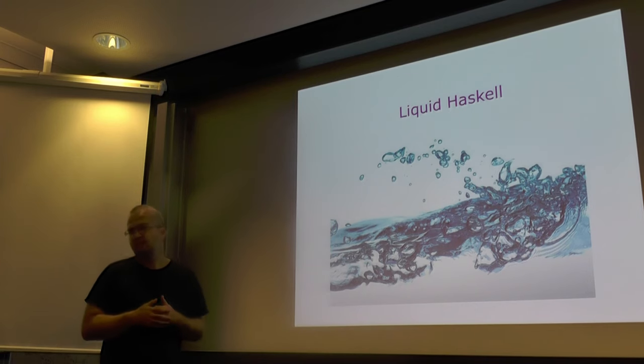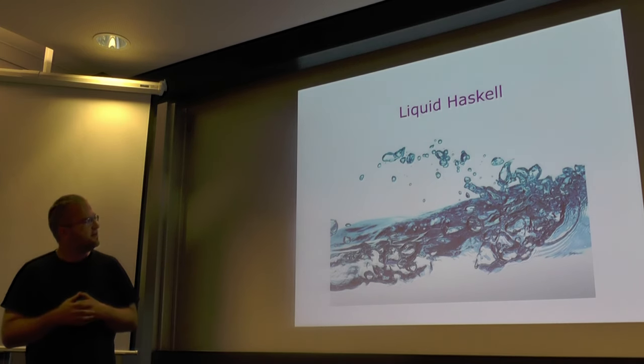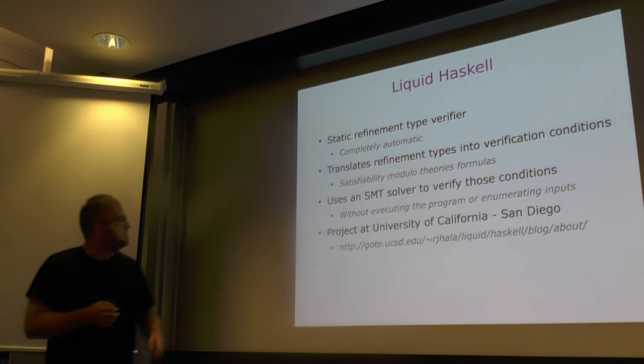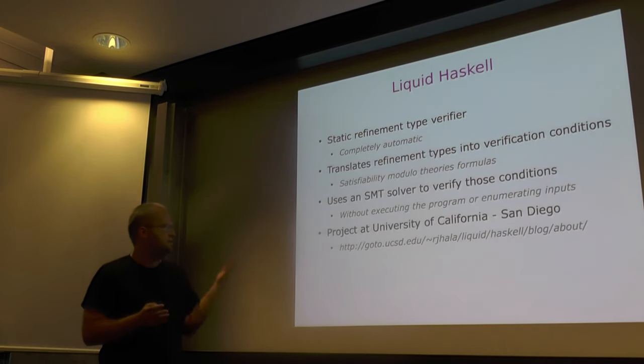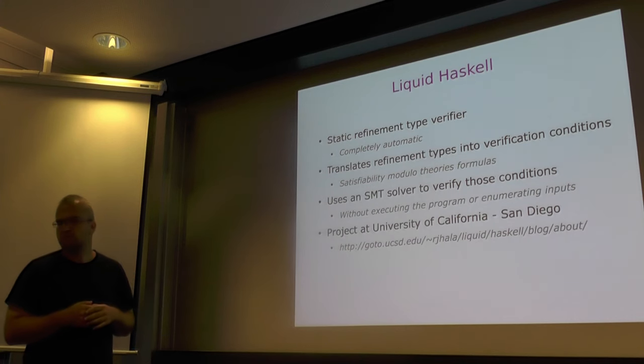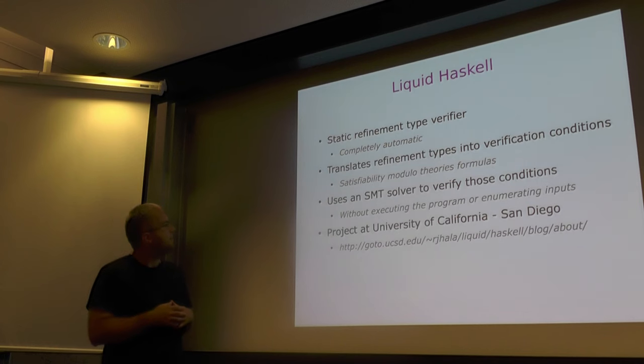Now, you can look at Liquid Haskell, which is an implementation of a static refinement type verifier for Haskell. This is actually an active research project at the University of California, San Diego. You can visit the page, they have pretty nice documentation and links to different papers that deal with these topics. So as I mentioned, this is a static refinement type verifier.